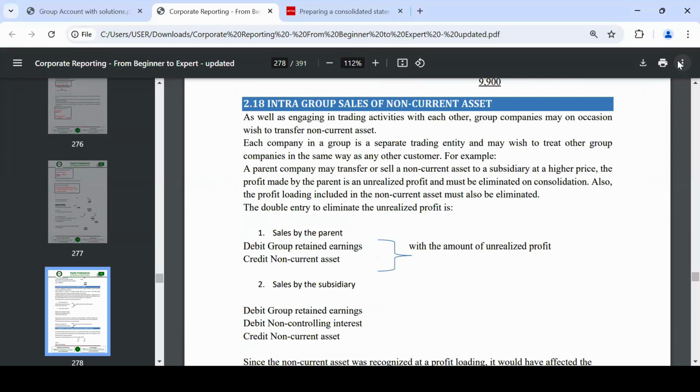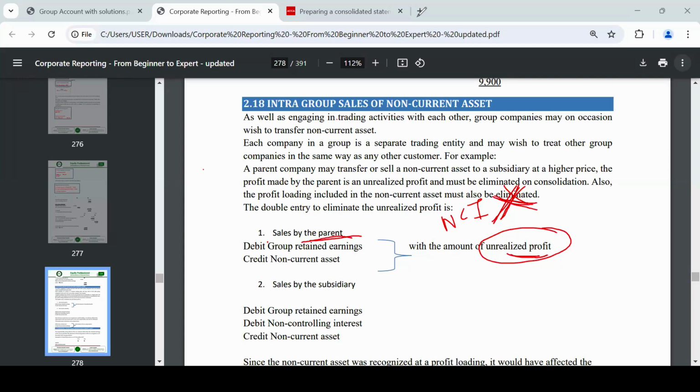Non-current assets. What if what we traded is not an item of inventory? Instead, it is a non-current asset. It's the same idea. Do we have a profit on disposal? Any such profit on disposal will be treated as unrealized profit. Now, if the sale is by the parent, it's still the same logic. NCI will have no share in this adjustment. They will absolutely have no share there. Why? Because it is the parent that has made this unrealized profit.